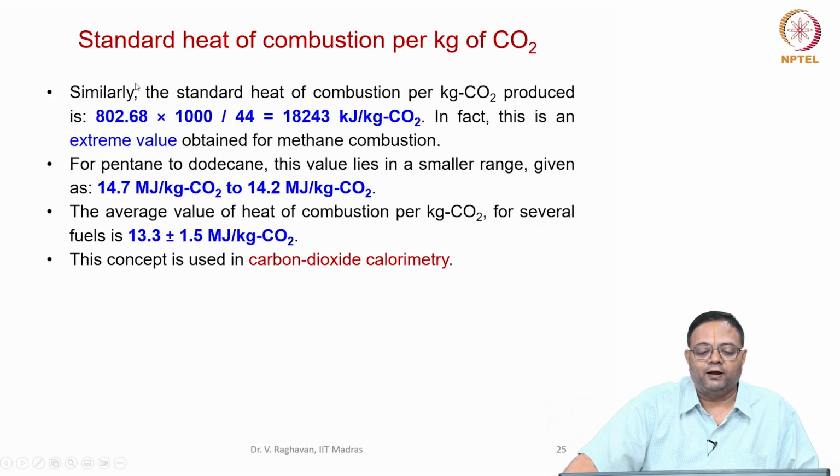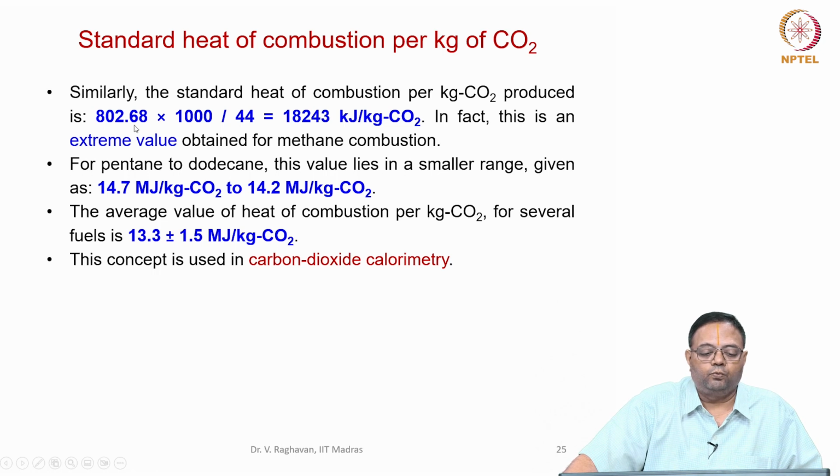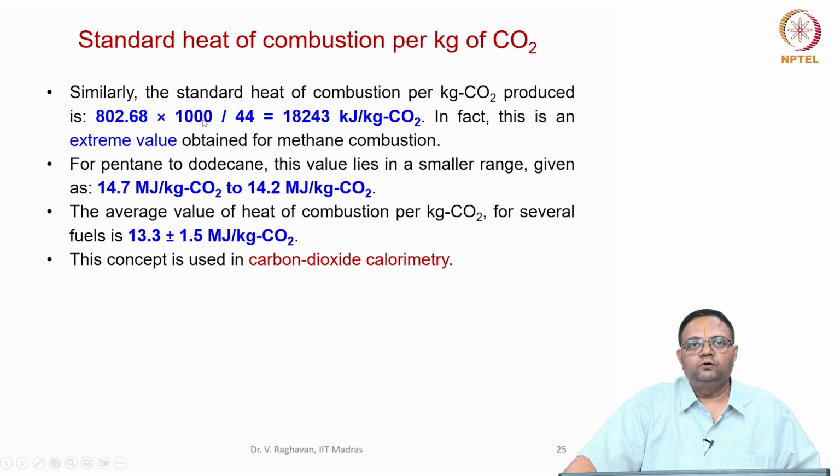Now, as I told you, I can write the standard heat of combustion per kilogram of CO2 produced. 1 mole of methane produces 1 mole of CO2. So, you use the same thing: 802.68 into 1000, to convert it to kilomole, divided by 44, the molecular weight of CO2. So, you get 18.2 megajoules per kg of CO2 produced.